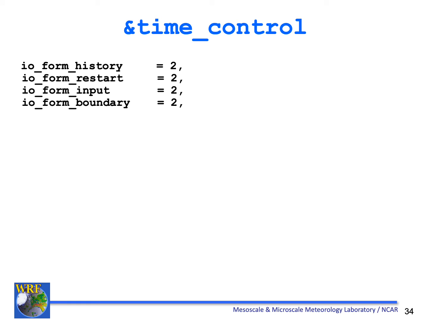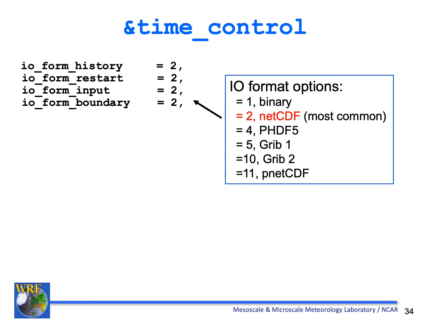There are a few other things in the time control namelist record. This group specifies the data format for history, restart, input, and the lateral boundary files. The WRF model supports a few data formats, which include binary and GRIB. But by far, the most common format used is netCDF.